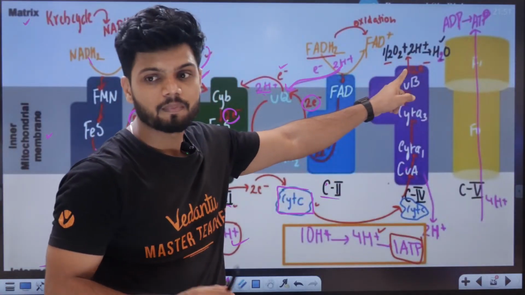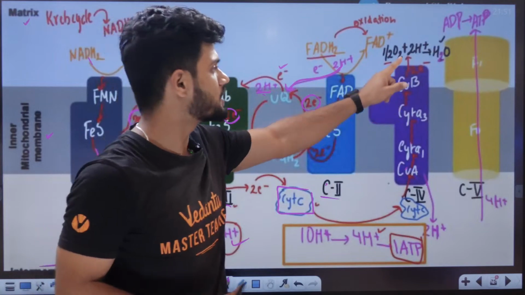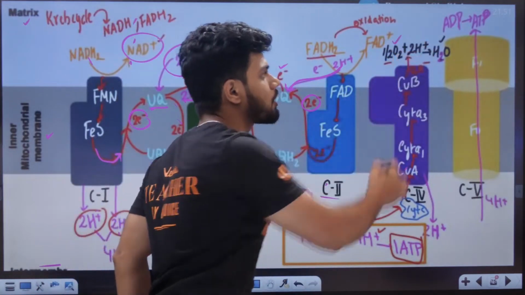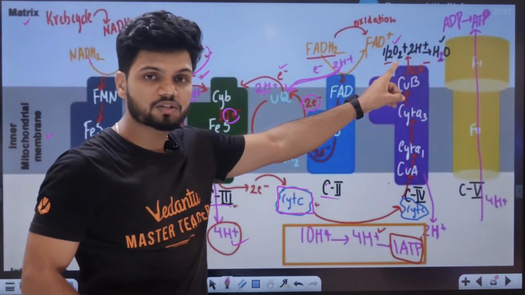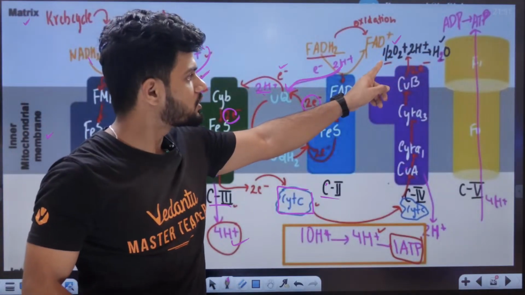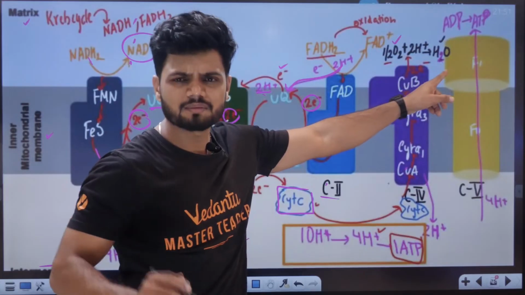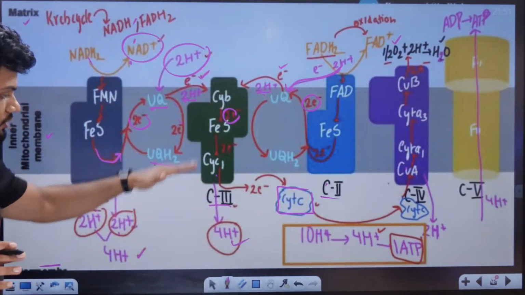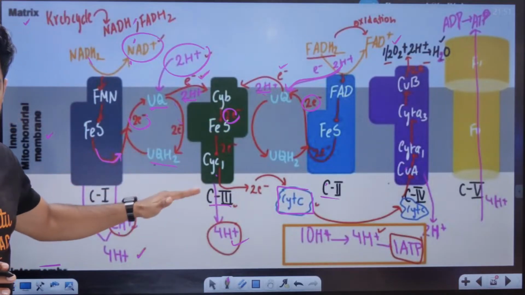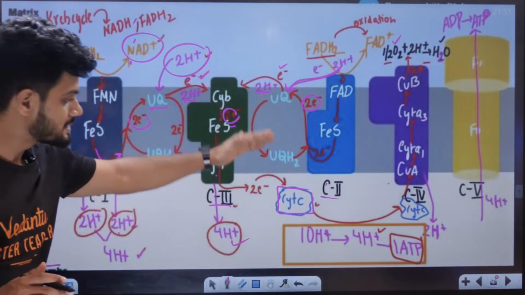Now once electrons are taken up by complex 4, electrons are transferred to the final electron acceptor. The final electron acceptor is oxygen. The final hero here. Hero in the story. Okay. Oxygen is being taken here. Now oxygen gets converted to water as a byproduct here. And in this entire step, H plus molecules are being sent here.